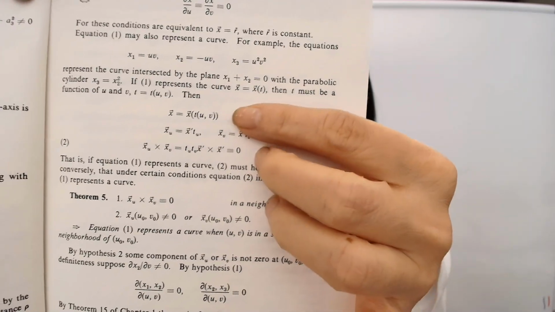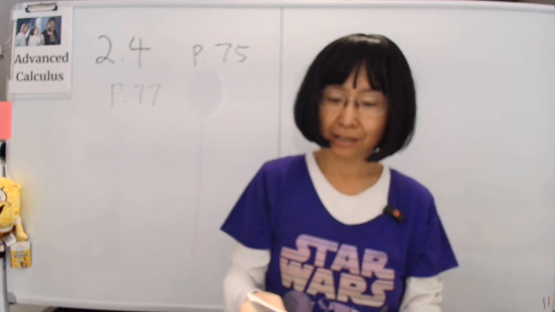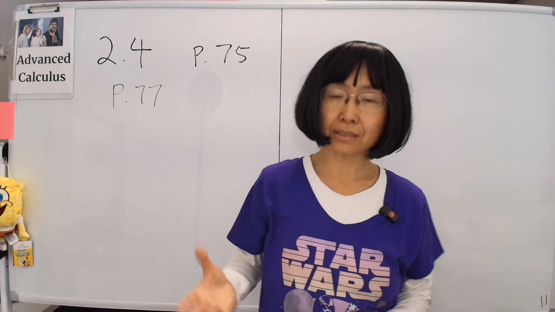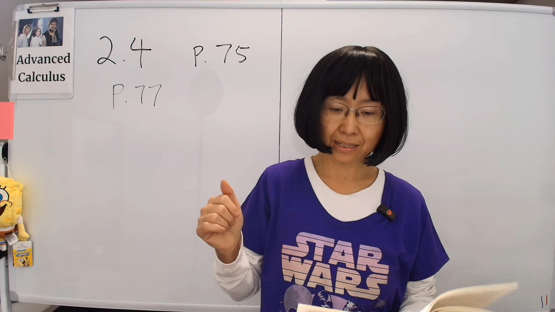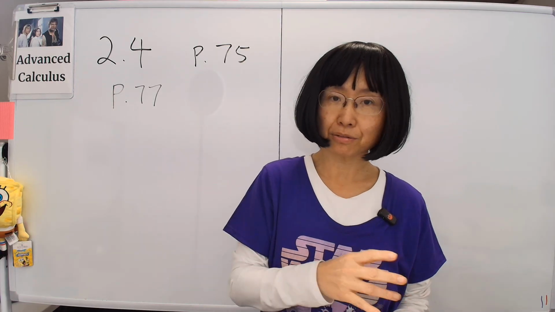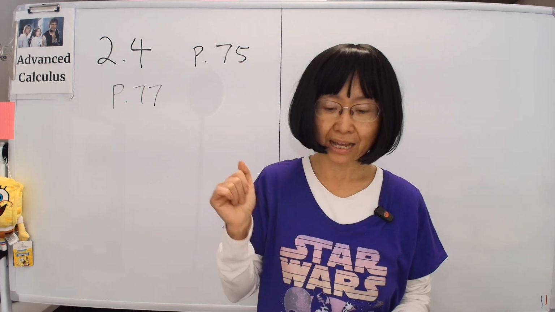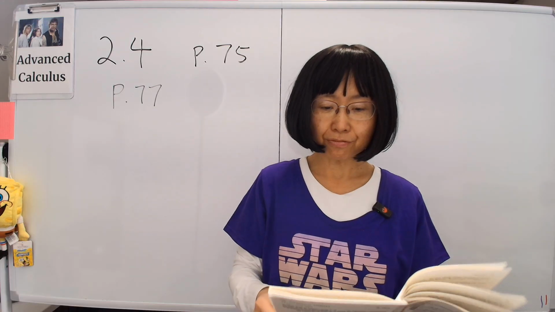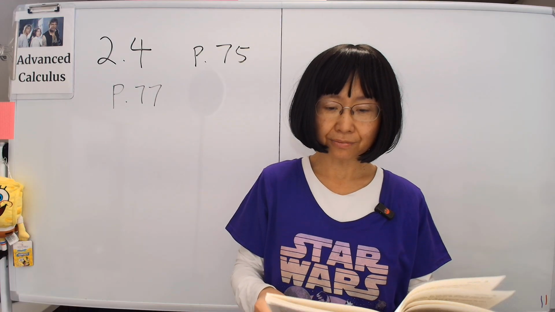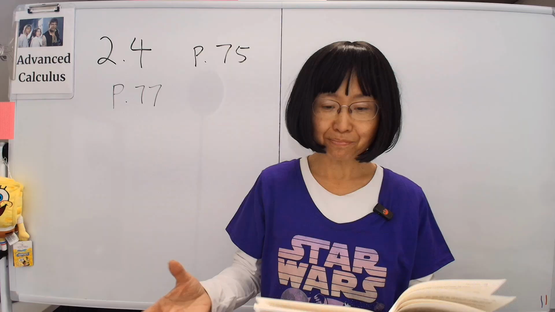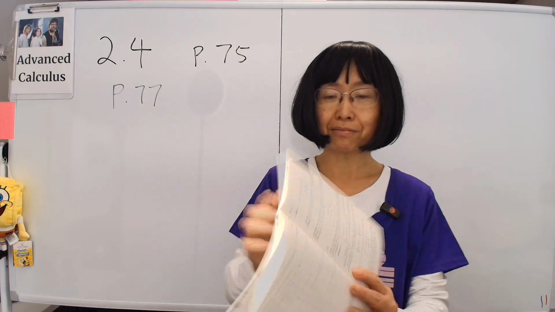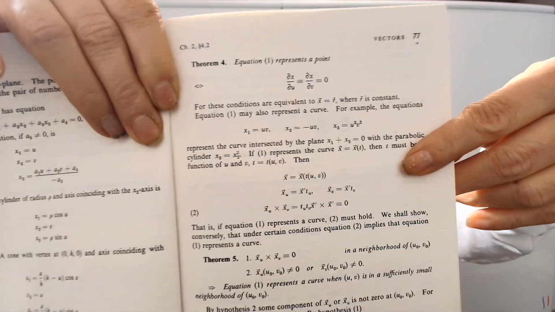And then, if it does represent a curve, then the curve is always represented by one variable, t, right? Which means t has to be a function of u and v. And therefore we can plug t as a function of u and v in where t used to be, and then we can check out certain things. So once we put it in, here on page 77.